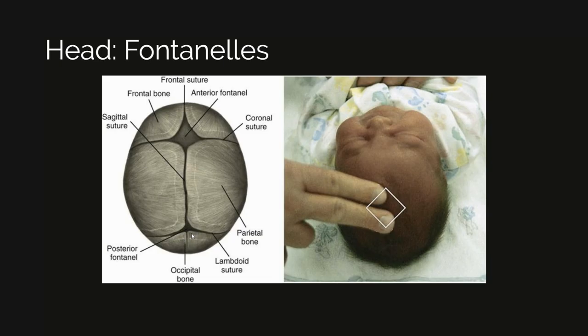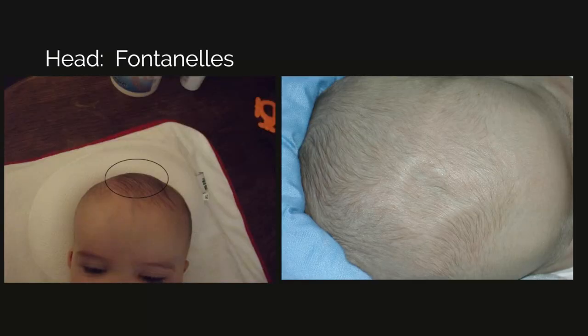Here's the posterior fontanelle, and it's more of a triangle shape. Some kids have a bigger one, some kids have a smaller one. It is smaller. It will close by 3 to 4 months of age, and it's towards the back. Now, when you're palpating the fontanelles, you may feel the bones overlapping, and those are called overriding sutures. It's a normal finding. It's nothing you need to be concerned about.